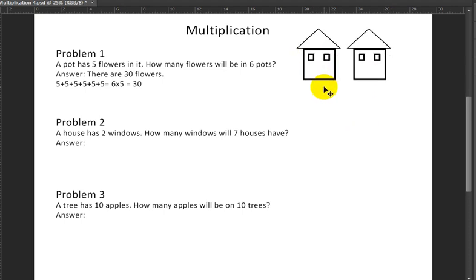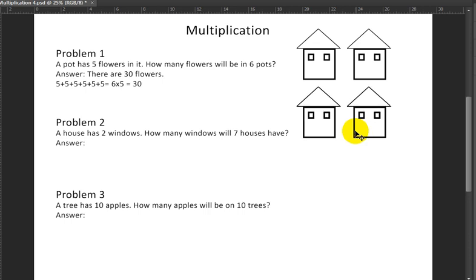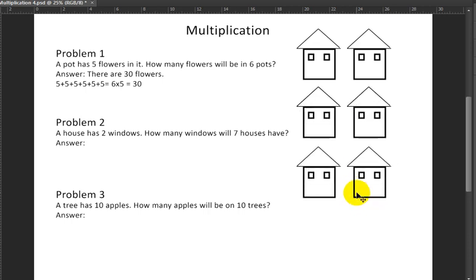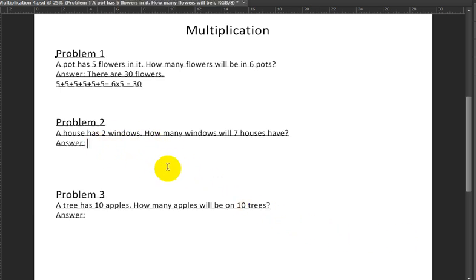So let's make 7 houses. 2, 4, 6, 7. So to find the number of windows in all the houses, I would have to do 2 plus 2 plus 2 plus 2 plus 2 plus 2 plus 2. So that would be a total of 7 twos. So as a multiplication, I would write that as 7 times 2.